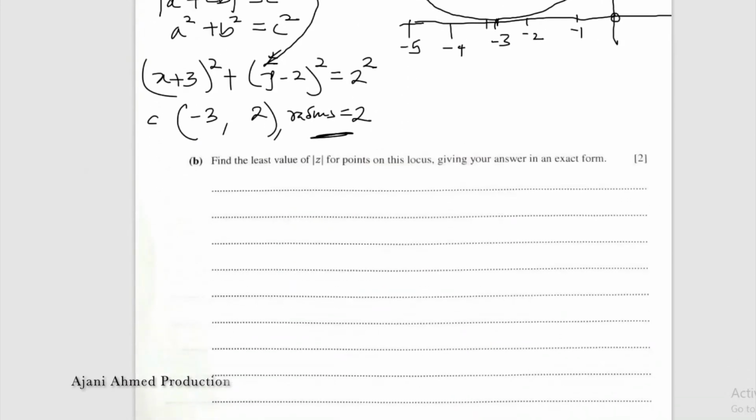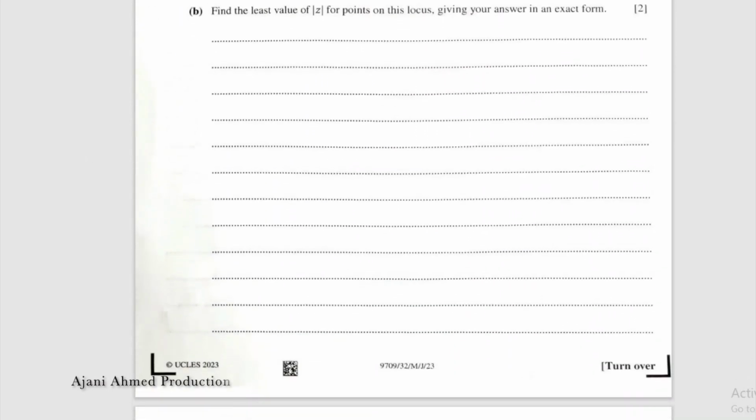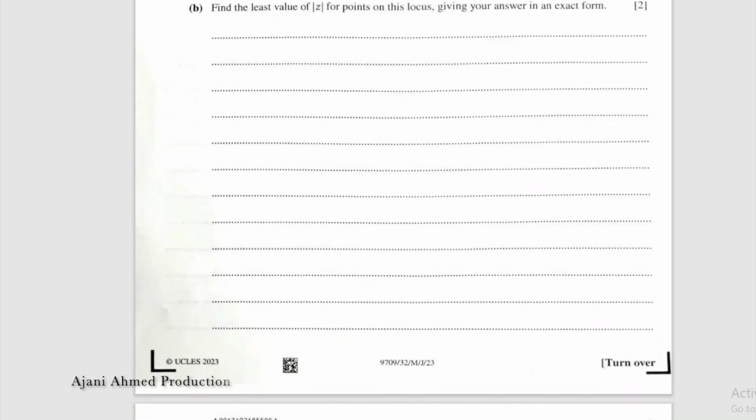is find the least value. Find the least value of z for a point on this locus. The same locus we drew earlier. We have to find the least value of z. So I need to draw the locus again. This is 0. Let me just draw it and put the values.